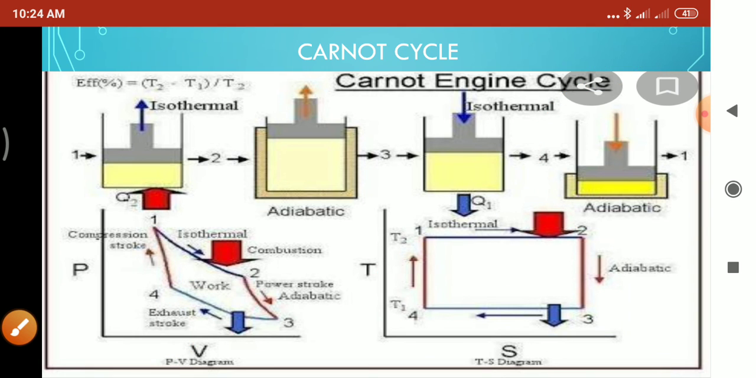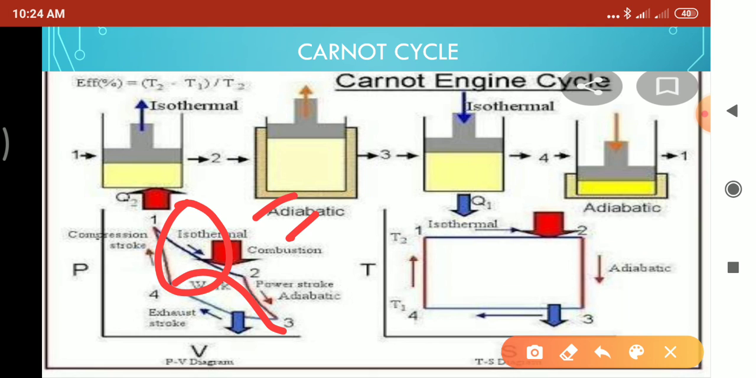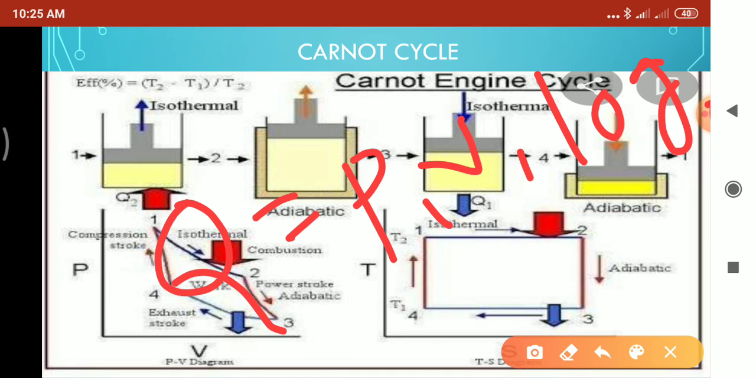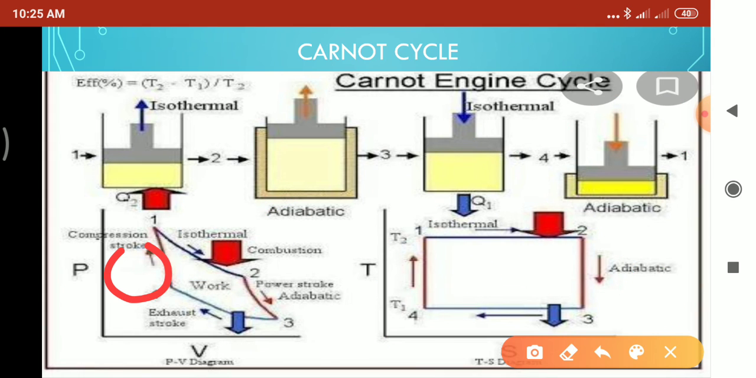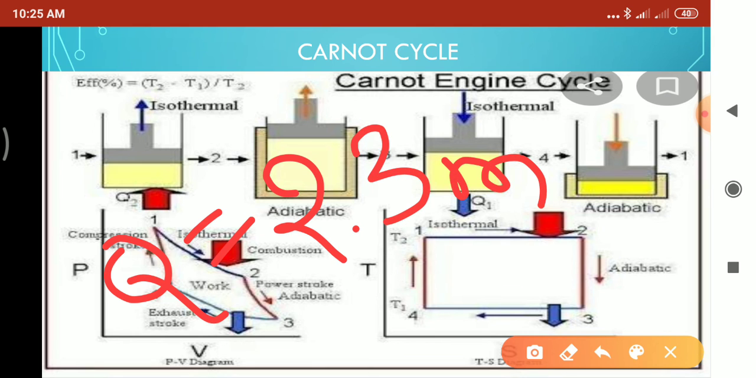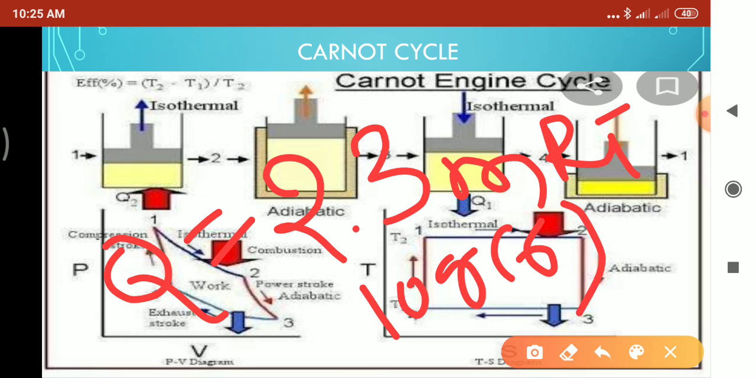Now work done for Carnot cycle. In process 1, there is an amount of heat supplied, that is heat supplied Q equal to, we can write P1V1 log e of V2 by V1. This is the amount of heat supplied in process 1, and I can write this as Q equals 2.3 mRT1 log of r. r means expansion ratio.